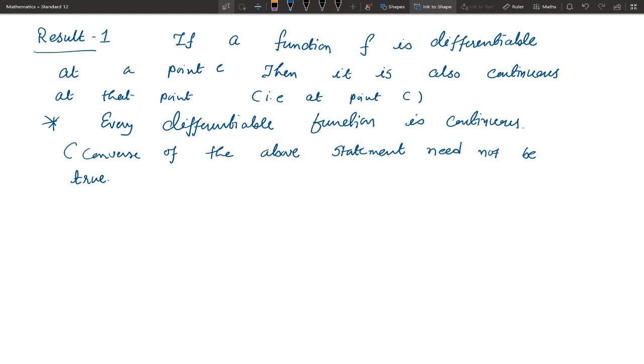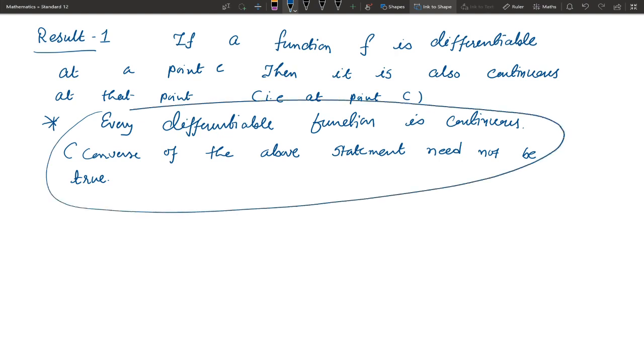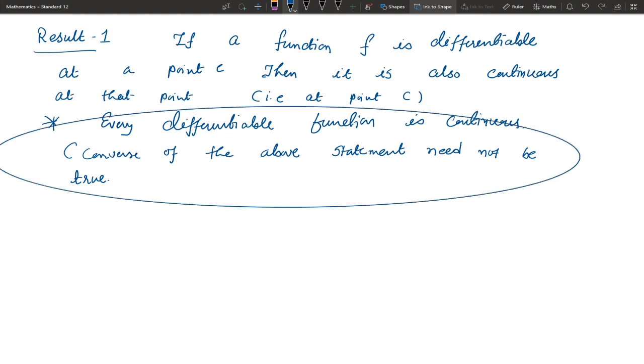In future we will discuss this example by taking f of x equal to mod x, which is continuous at x equal to 0, but is not differentiable at x equal to 0. So in simple terms, every differentiable function is continuous, and the converse of the above statement need not be true.